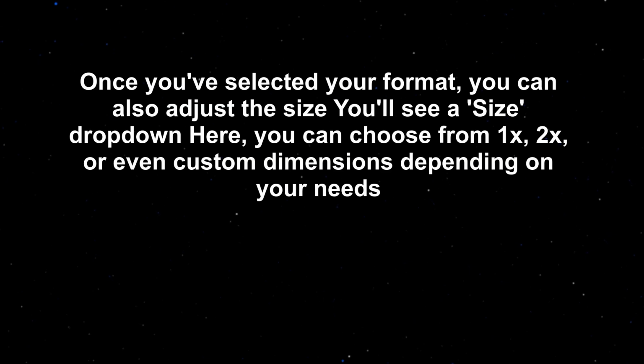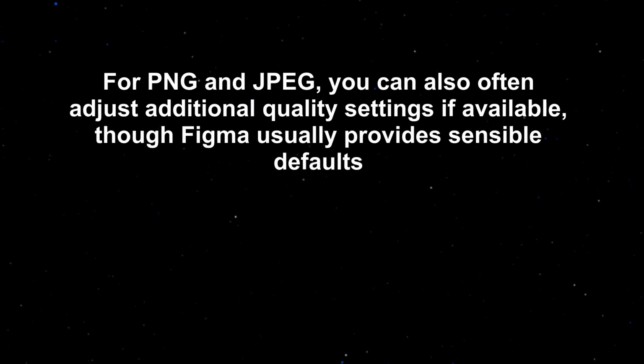Once you've selected your format, you can also adjust the size. You'll see a size drop-down here. You can choose from 1x, 2x, or even custom dimensions depending on your needs. For PNG and JPEG, you can also often adjust additional quality settings if available, though Figma usually provides sensible defaults.